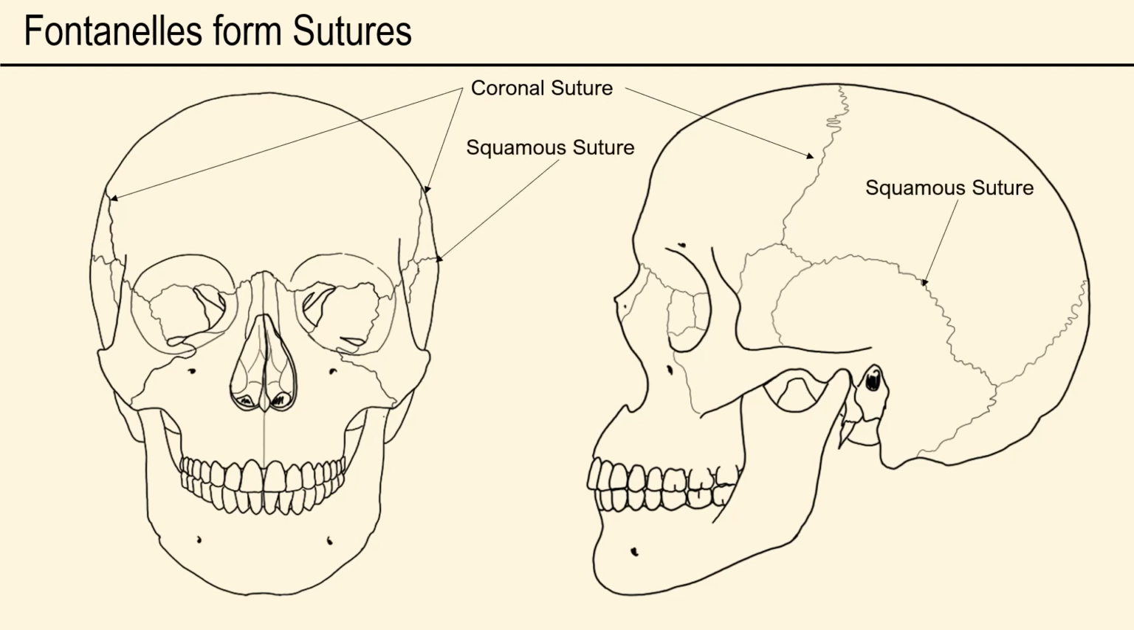The squamous suture, named after the squamous part of the temporal bone, forms the suture between the temporal and parietal bones. This is paired, with one on the left and one on the right side of the skull.